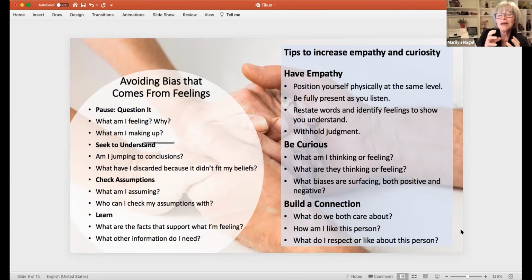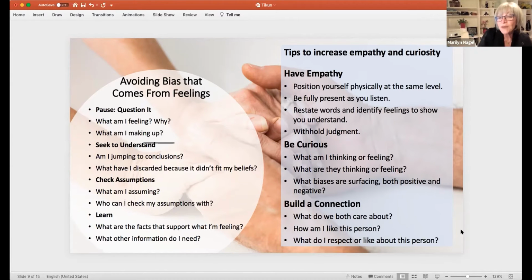Shifting over to some ways to increase empathy and curiosity, because both empathy and curiosity will help balance out these natural tendencies, our need for speed and our emotional response. Empathy and curiosity are going to tamp those down and help us act not out of bias, but out of our highest and best selves, which is what we want.